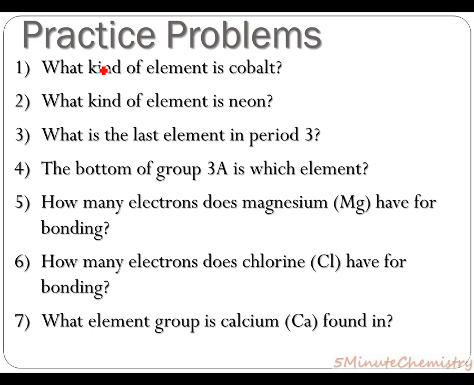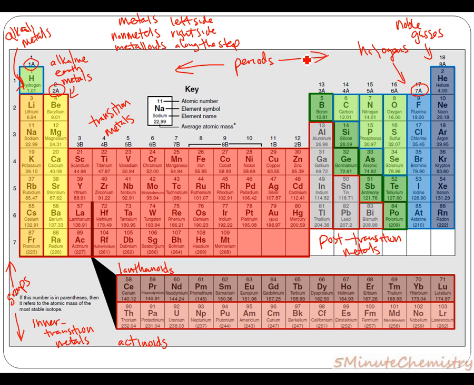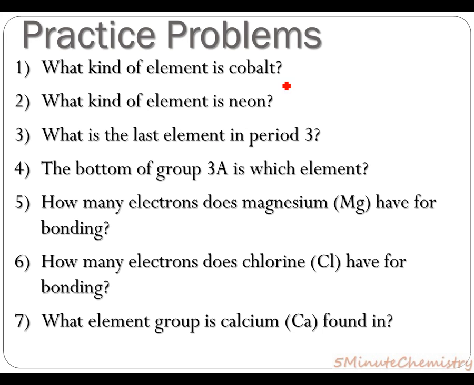So first off, what kind of element is cobalt? If you look back, cobalt is found here in the middle. It's outlined in red, so you know that cobalt is a metal. More specifically, this is one of our transition metals. So cobalt is a transition metal, and again, it is a metal.